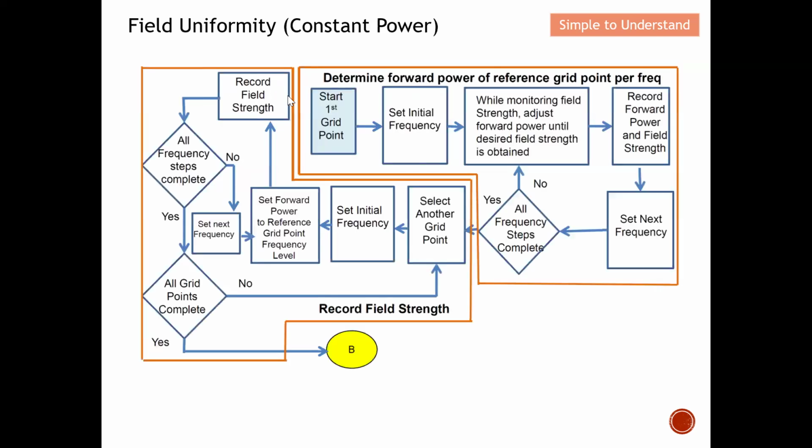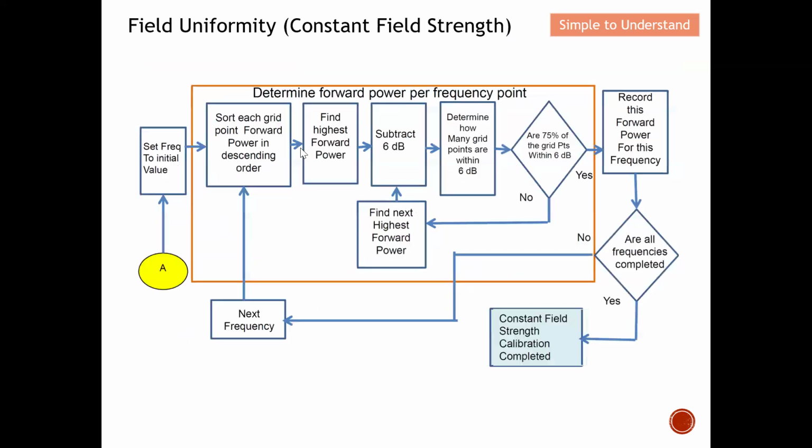As I mentioned earlier, when we do this field uniformity, there are two types. One is the constant power. We are not going to do this constant power, so I'm not going to discuss it, but we are going to do the constant field strength. So this is the flow chart for constant field strength.